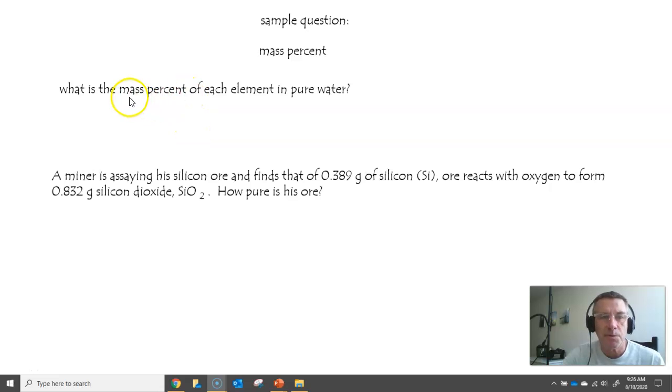Hey, let's solve a mass percent problem and an assay problem done by a miner. The first question says, what's the mass percent of each element in pure water? I'll solve it by simply describing it.